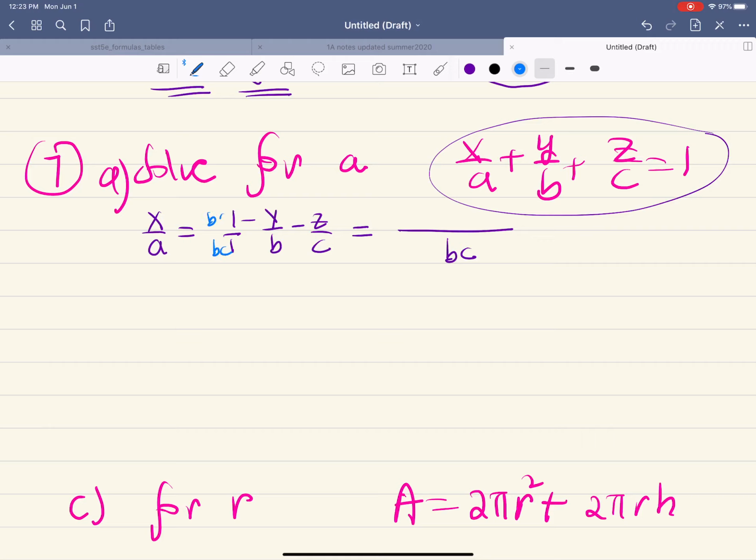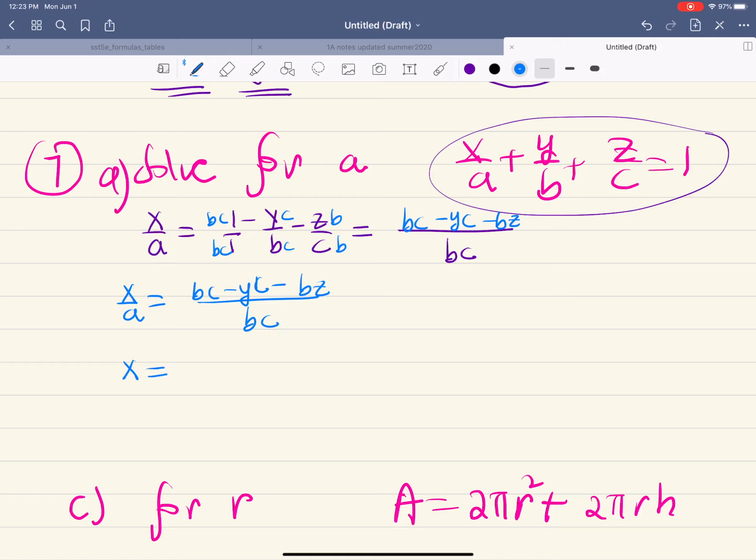The first fraction needs to multiply with b and c. The second fraction needs to multiply with c only. The third fraction needs to multiply with b. So I'm going to have bc minus yc minus bz, divided by bc. So x over a equals bc minus yc minus bz, divided by bc.